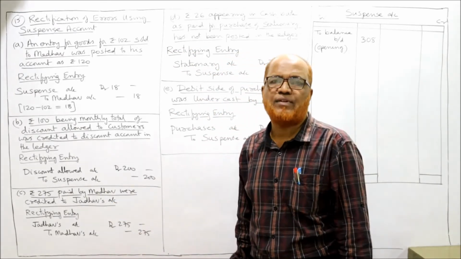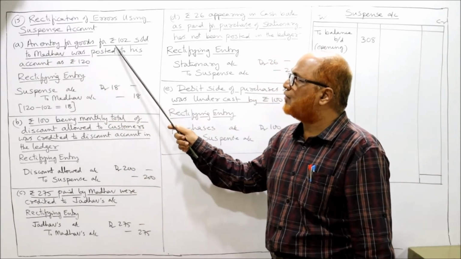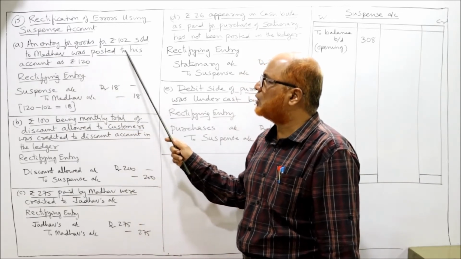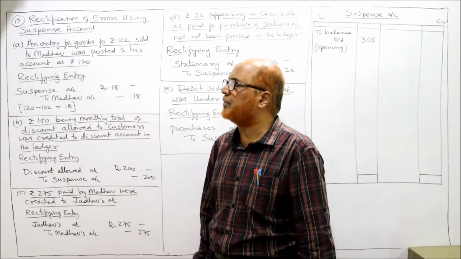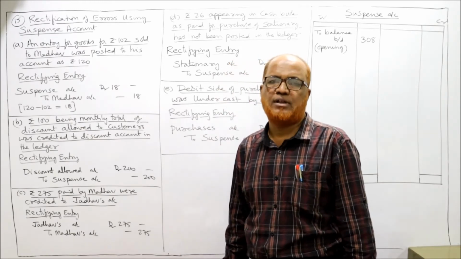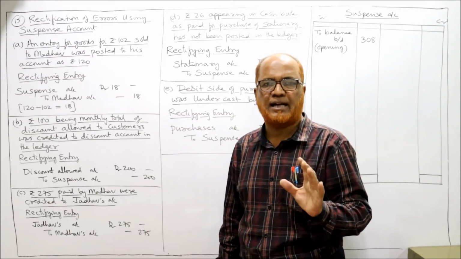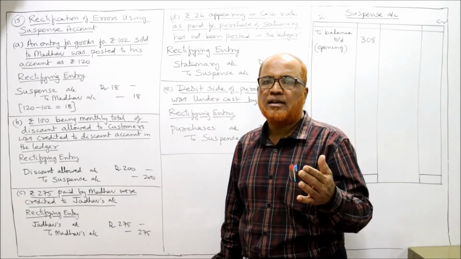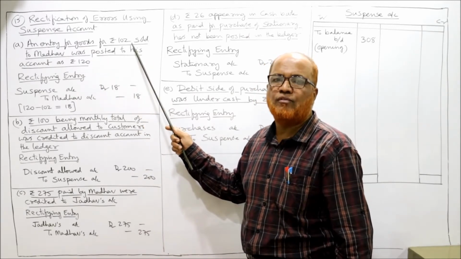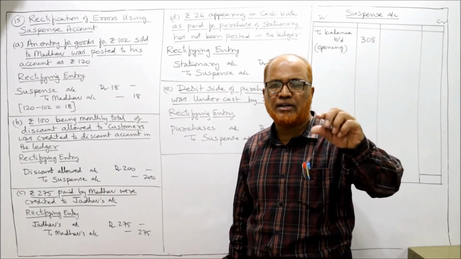First of all, we have to rectify the errors. First error. An entry for goods for rupees 102 sold to Madhav was posted to his account as 120 rupees. We sold the goods to a customer. His name is Madhav. So entry will be Madhav account debit to sales. That is the entry. Now what is the error? The error is instead of debiting Madhav by 102, we have debited Madhav by 120 rupees.